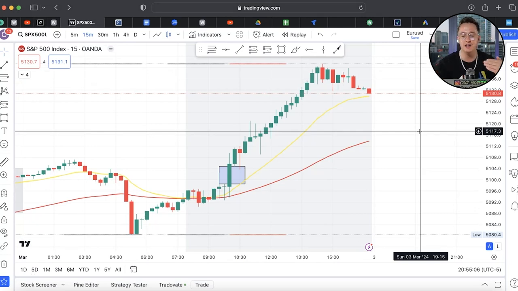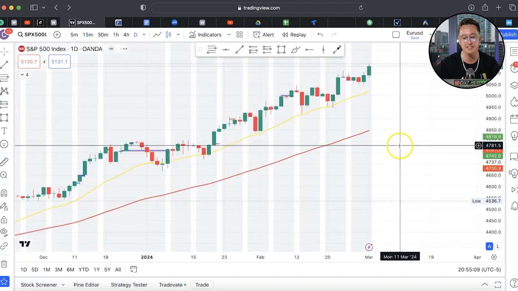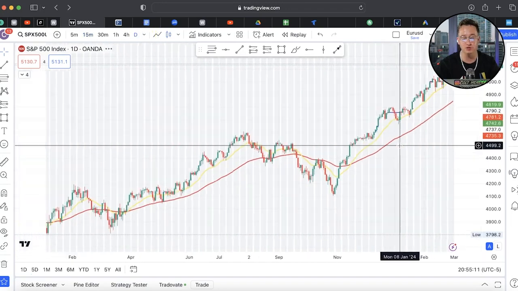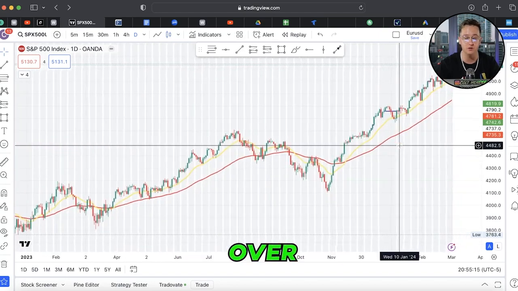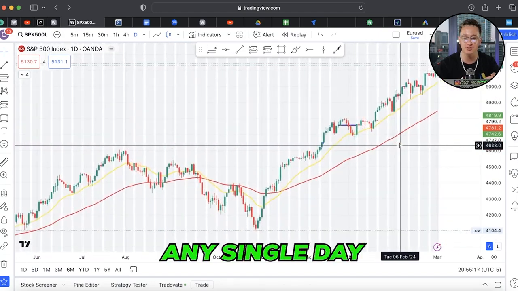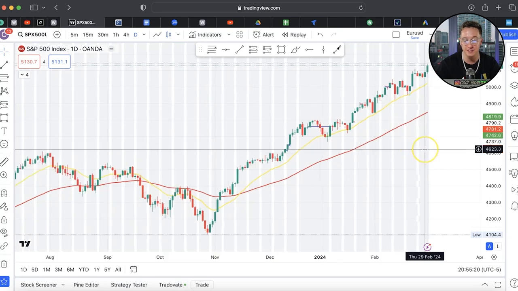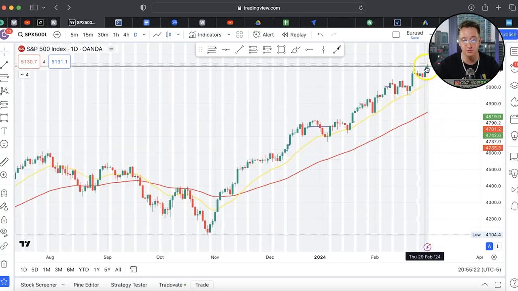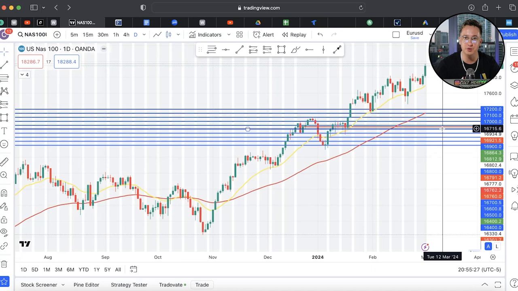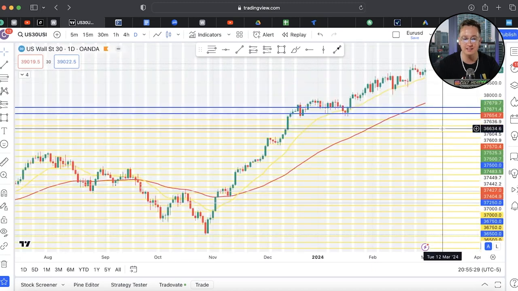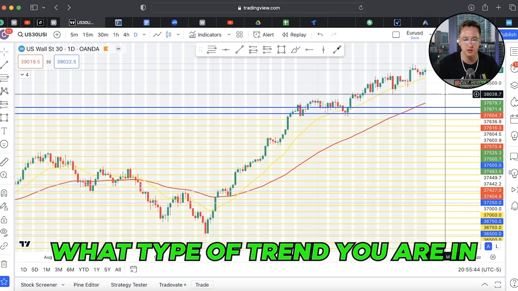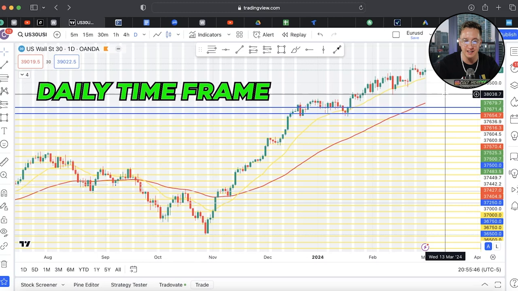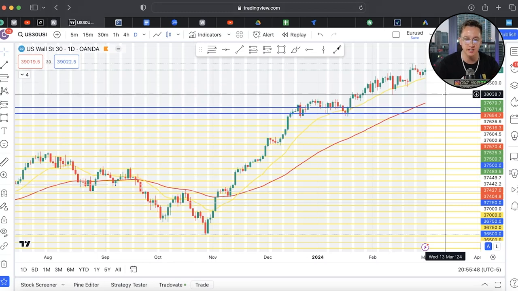Now, the thing that I really like about all these indices is they're mostly always in an uptrend. And I prefer bull markets over bear markets any single day. So that's a great thing. You can see the S&P 500, it's actually breaking all-time highs right now. Same with NAS 100. And same with US 30. So the first thing that you want to do when you're looking at your charts is figuring out what type of trend we are in. When we go and look at the daily time frame, we can see that we are in an uptrend.